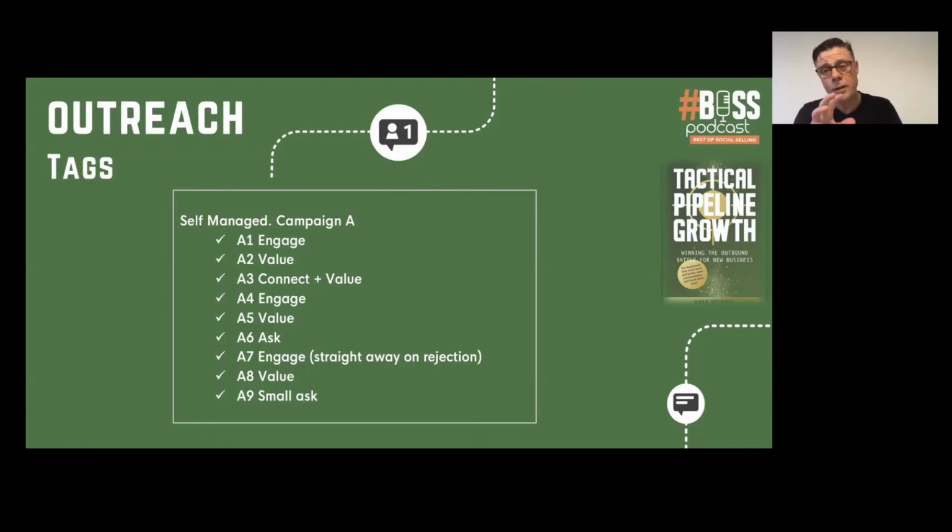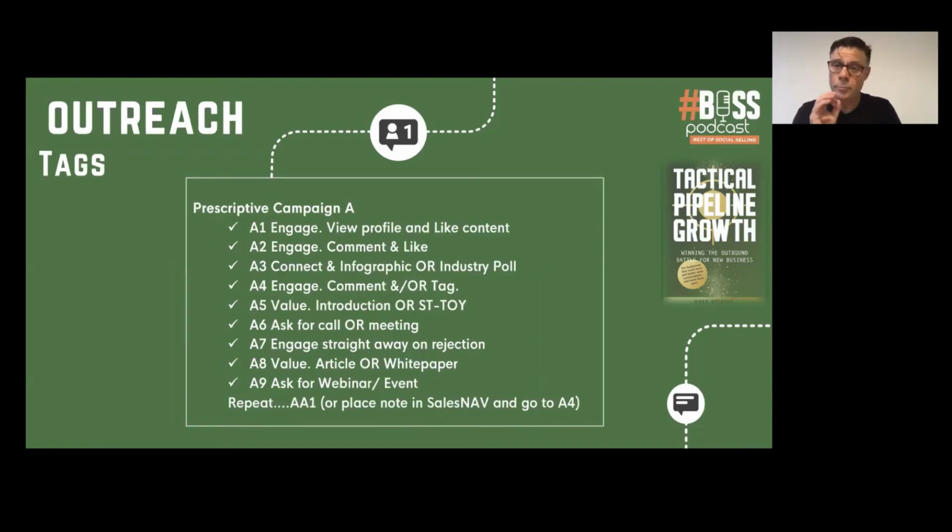If that fits you, then you need to move to something a little bit more prescriptive like this. So walking through this for you, A1, engage. You map out exactly what each one of these steps is going to be for your sales reps. Okay, so A4, engage, comment, and/or tag, right? A5 could be day 19 by now. It's a value interaction. So we're going to find someone to introduce them to, or we're going to say, saw this, thought of you.